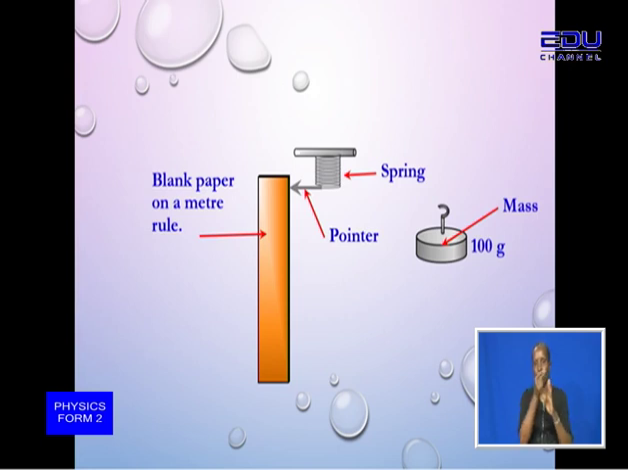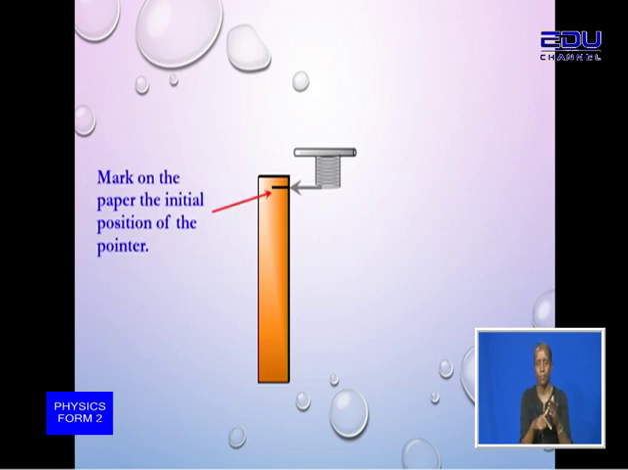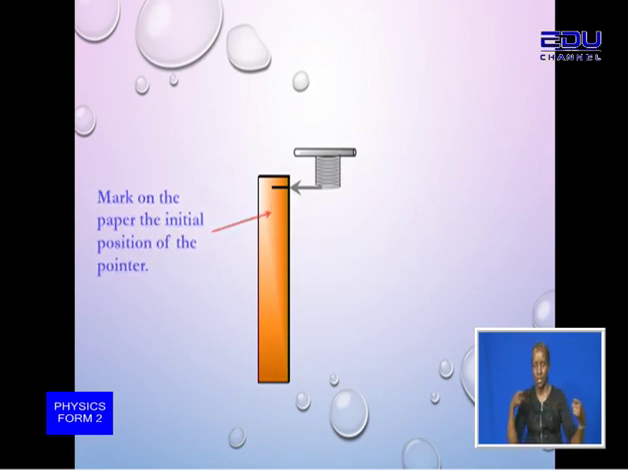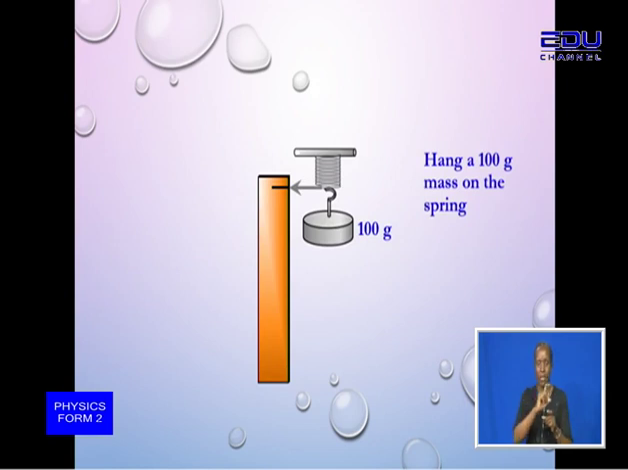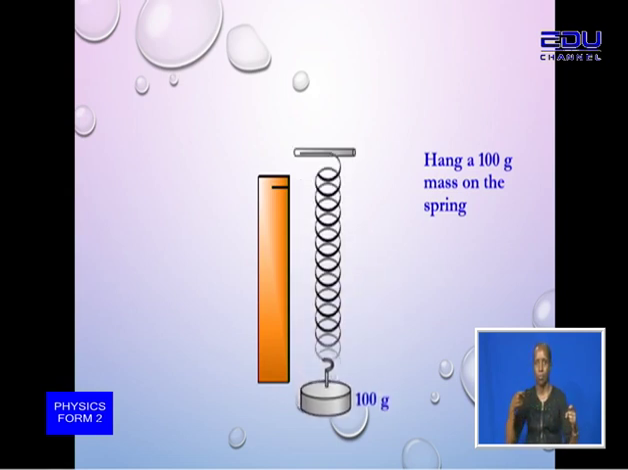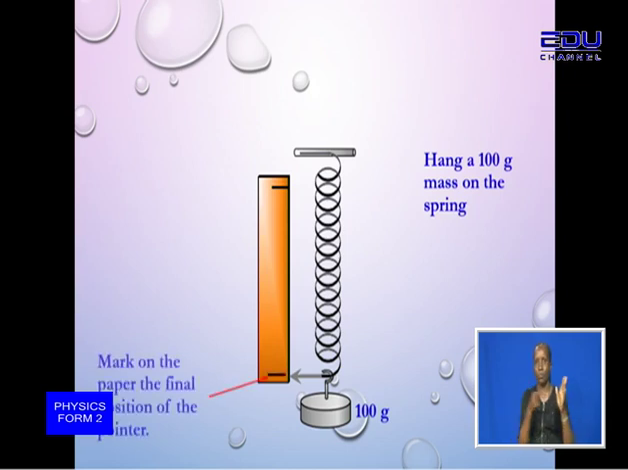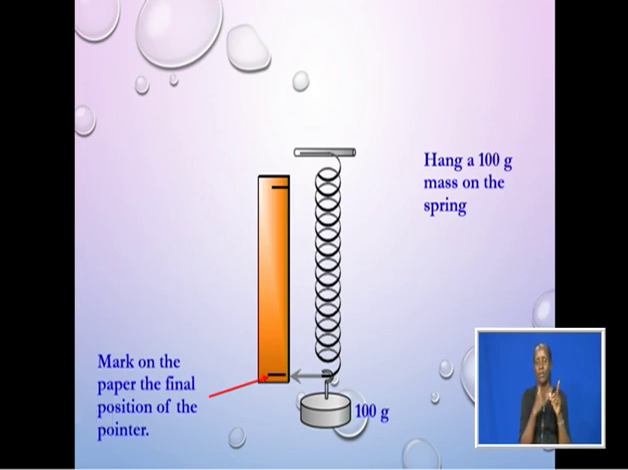Then we need a mass of, let's say, 100 grams. So what is the first thing that you do? The first thing that you do is mark the initial position of the pointer before the spring stretches. Then the second thing that you are going to do is add the 100 gram mass so that it pulls on the spring, and we will take note of the final position of the pointer and mark it.